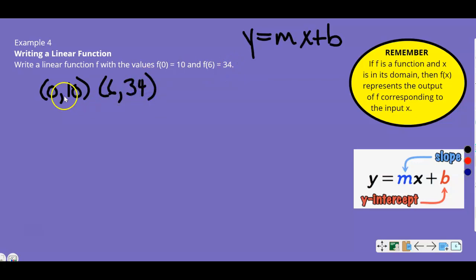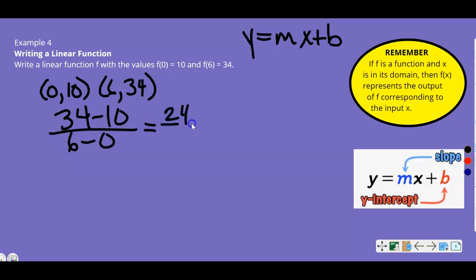All right, so from the previous video, you remember that we have to find the slope first. So we're going to do y minus y over x minus x. So 34 minus 10 is 24, 24 over 6. So 24 divided by 6 is 4. So we have a slope of 4.